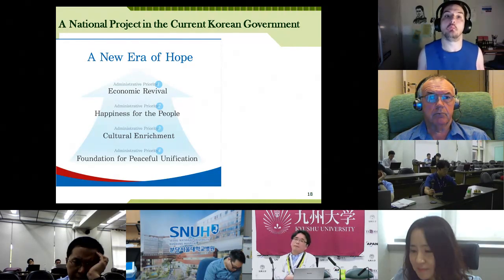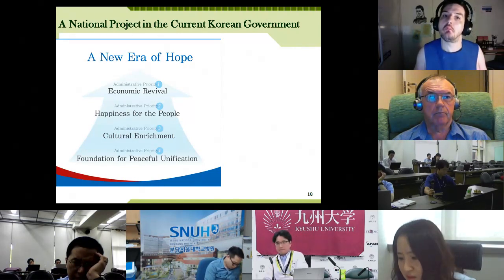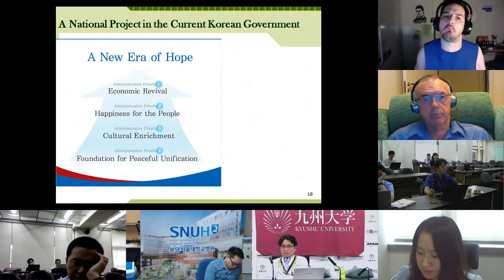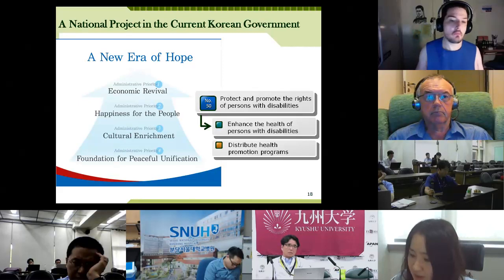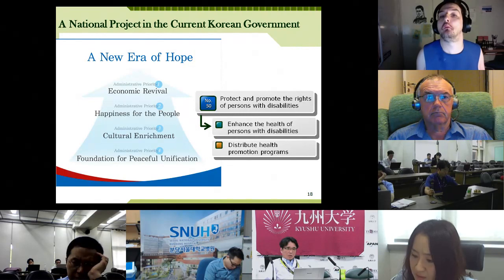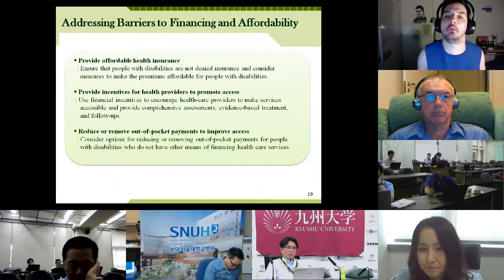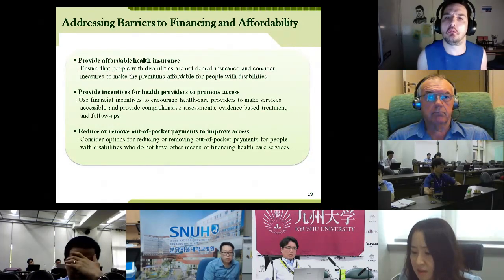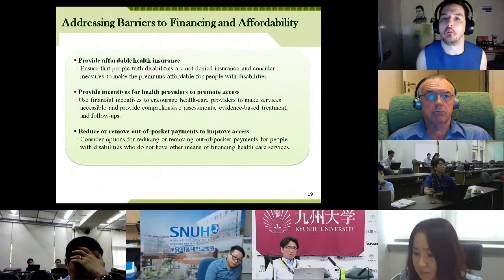In addition, one of the national projects in President Park Geun-hye's government is concerned with the enhancement of the health of people with disabilities and the distribution of health promotion programs for their rights. And how can health systems improve health outcomes for people with disabilities besides reforming policy and legislation?